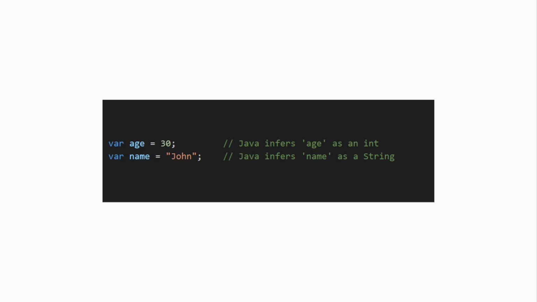While var can simplify code, it's important to use it thoughtfully. In cases where the type might not be obvious, it's usually better to declare the type explicitly, especially in team projects or for beginners. This keeps your code more readable and helps prevent confusion about variable types.